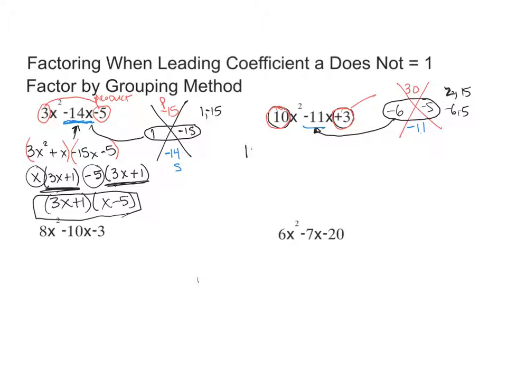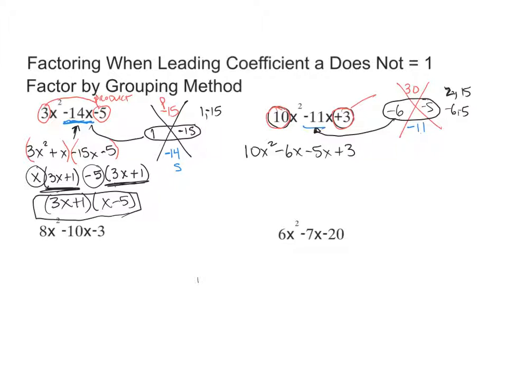So we rewrite this as 10x squared minus 6x minus 5x plus 3. Now the common question I'm asked is, does it matter if you put the 6x here and then the 5x there, or the 5x first and then the 6x? No, it doesn't matter. You could do it any way you want. It'll still come out to be the same answer in the end.